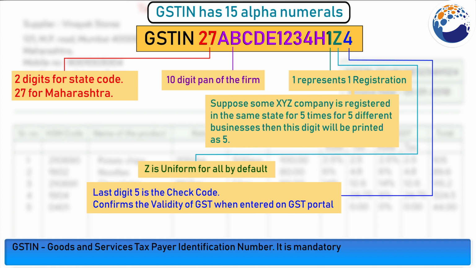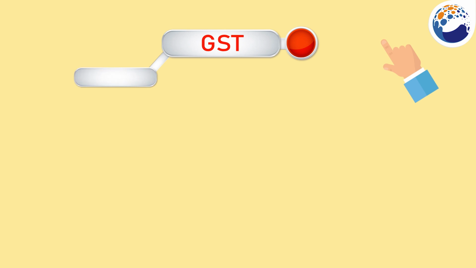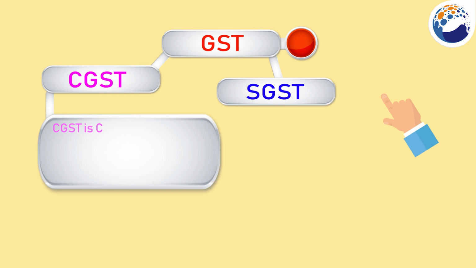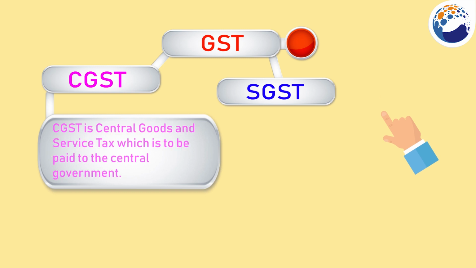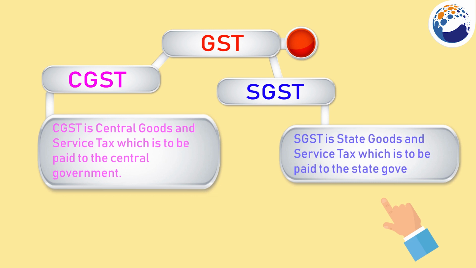GSTIN is mandatory for the dealer whose annual turnover in the previous financial year exceeds rupees 20 lakhs. All goods are classified by giving a numerical code called HSN code, Harmonized System of Nomenclature. GST has two components, CGST and SGST. CGST is Central Goods and Service Tax, which is to be paid to the central government, whereas SGST is State Goods and Service Tax, which is to be paid to the state government.